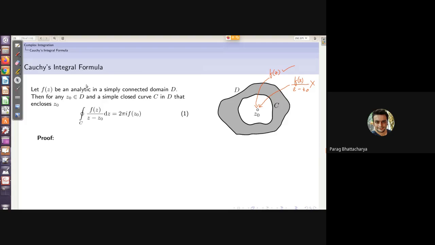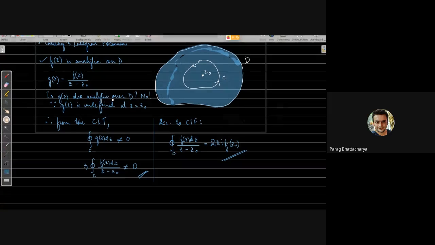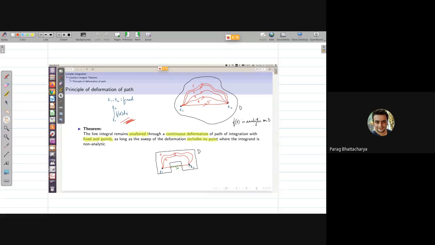It says that I could just change the path, as long as all the points always remain within the region where it is analytic. So let's say I want to integrate from point z1 to point z2. I could go from z1 to z2 and keep on deforming the path, changing it by smaller amounts, as long as the path always remains inside D.